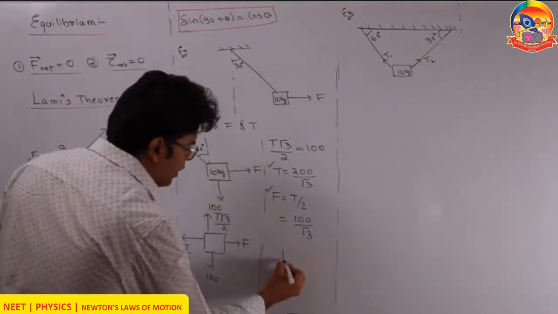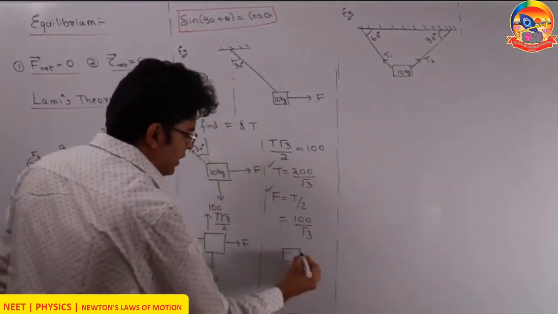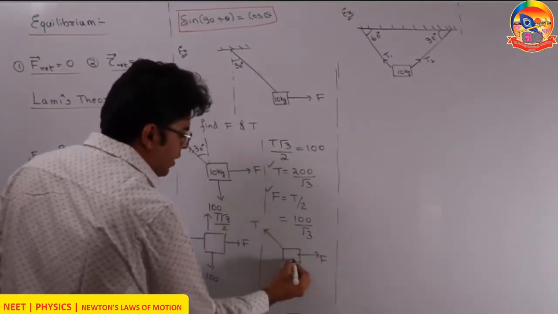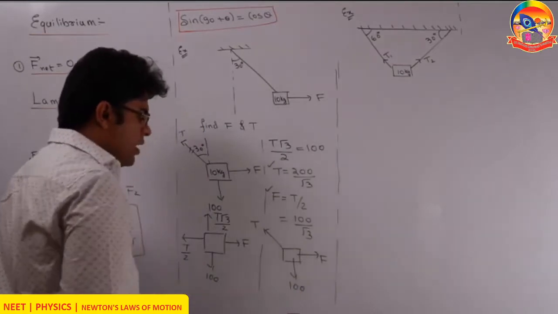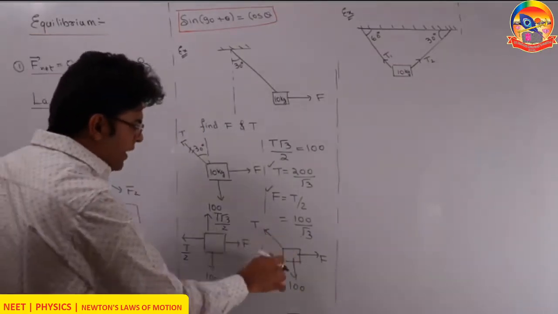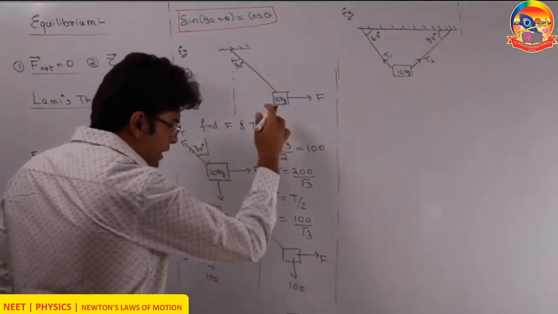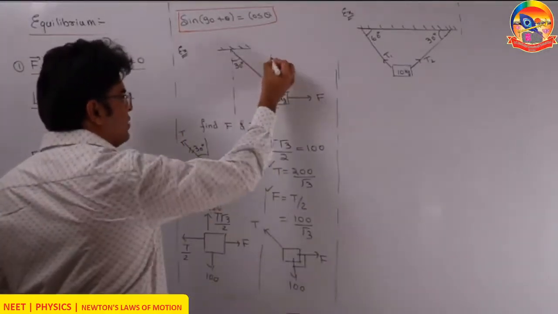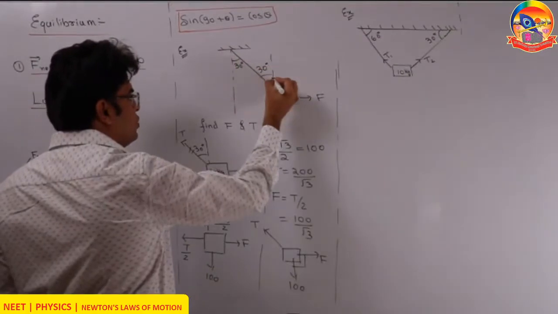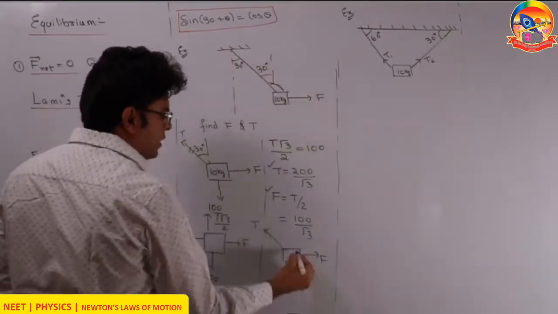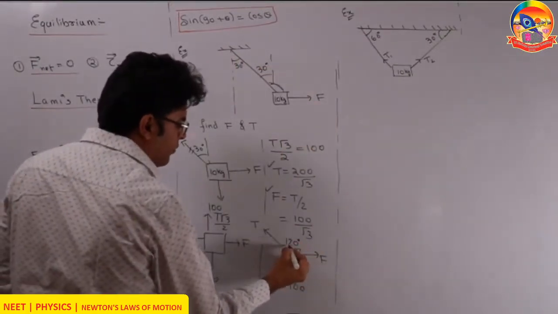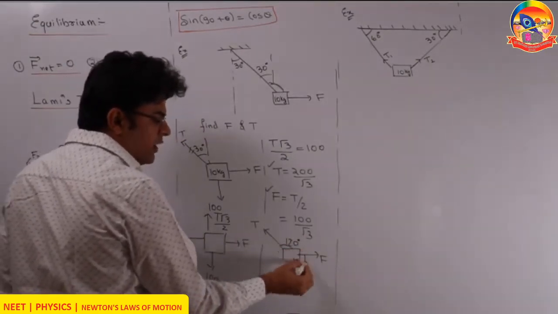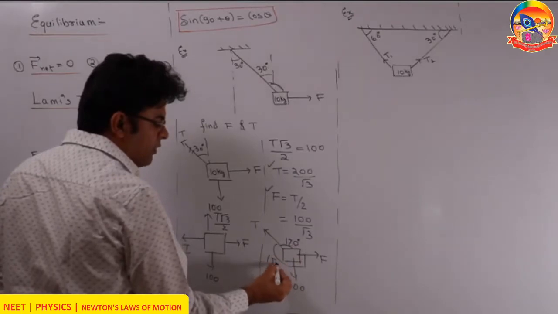Look at this block, and at this block, three forces are acting. A force F here, a force of tension here, and a force of gravity downward, 100. The angle between this force F and 100, the horizontal force and gravity, is 90. The angle between T and F is 30, so this angle is also 30. So this angle comes out to be 90 plus 30, that is 120 degrees. And this remaining angle has to be 360 minus 120 minus 90, so this angle has to be 150 degrees.